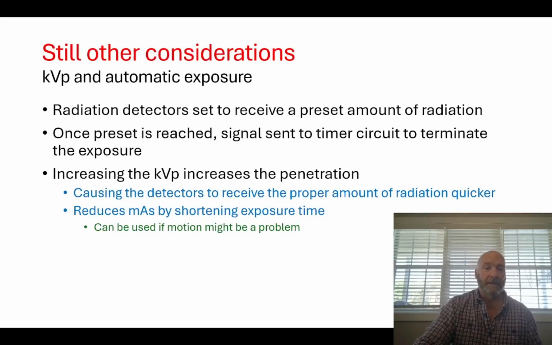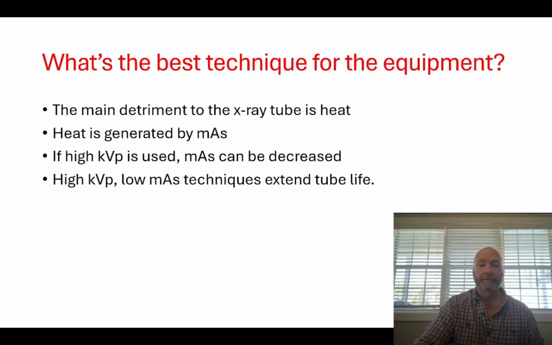So still other considerations, we just talked about this: increasing kVp while you're phototiming doesn't really do anything except decrease mass, and specifically what that's going to do is decrease the exposure time. It increases penetration, but it really isn't going to do anything to the exposure to the image receptor. So what's the best technique for the equipment? And remembering that the main thing that will limit tube life is heat.